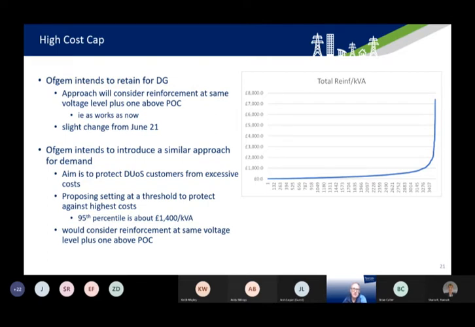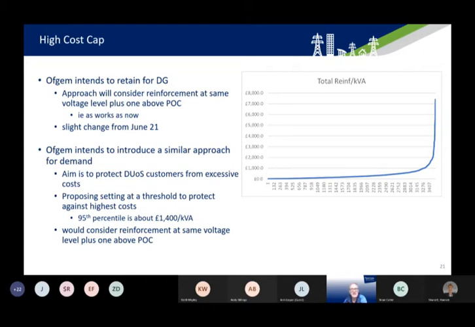So Ofgem's thinking is to protect customers from these excessive costs. They'd apply a high cost cap that triggers probably in around about here, and that's one of the things they're asking views on. The suggestion, based on the data DNOs provided, is the 95th percentile, so that's saying this would only affect 5% of the connection offers issued. Then if you look at that, it's round about £1,400 per kVA. So it's that sort of magnitude.